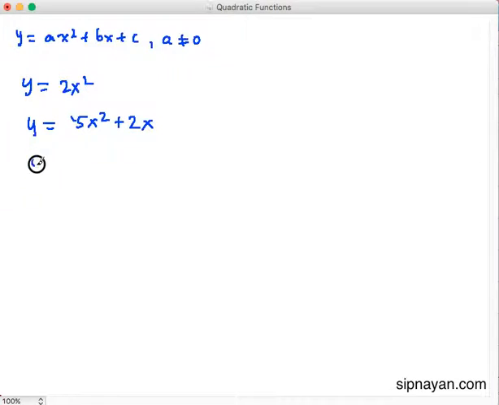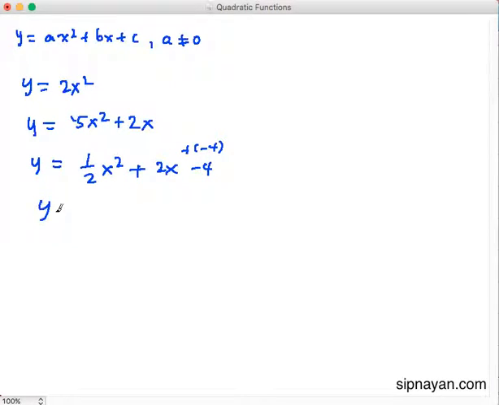Or we can also have y equals 1 half x squared plus 2x minus 4. So a is 1 half, b is 2, and of course c, pwede natin gawin plus yan, di ba? Magiging plus negative 4. So ibig sabihin ng c natin ay negative 4 here. Minus is the same as plus negative.